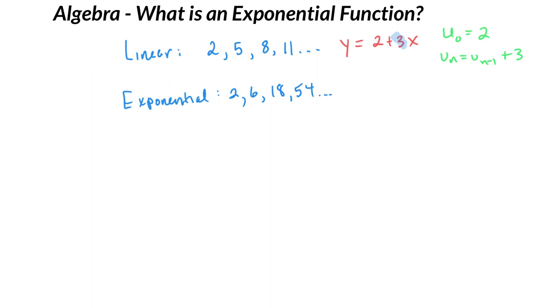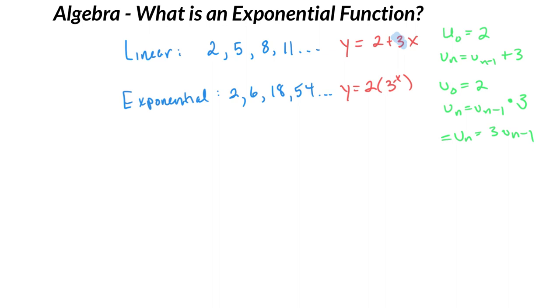Now, an exponential function, rather than having a constant addition, has a constant multiplication. So in this case, you'll see we started at 2 and we multiplied by 3 and multiplied by 3 and multiplied by 3. So we started at 2 and we were multiplying by 3. Sometimes you'll see that written like this with the number out front. And the way we write this as an equation is we write starting at 2 and 3 to the x power.